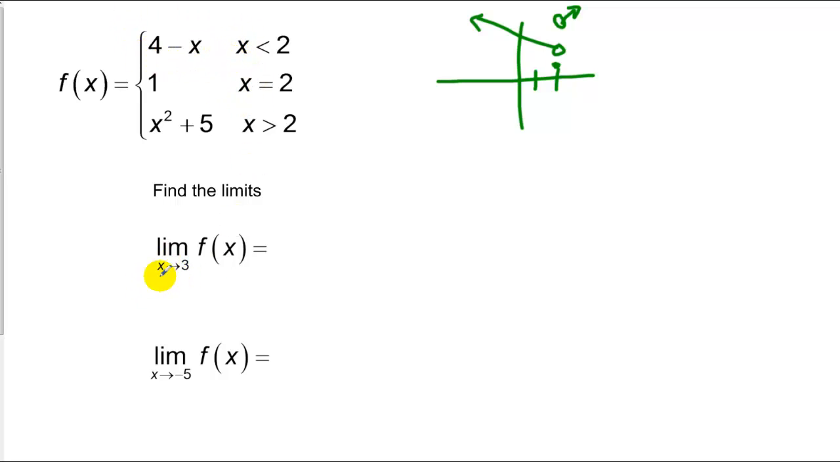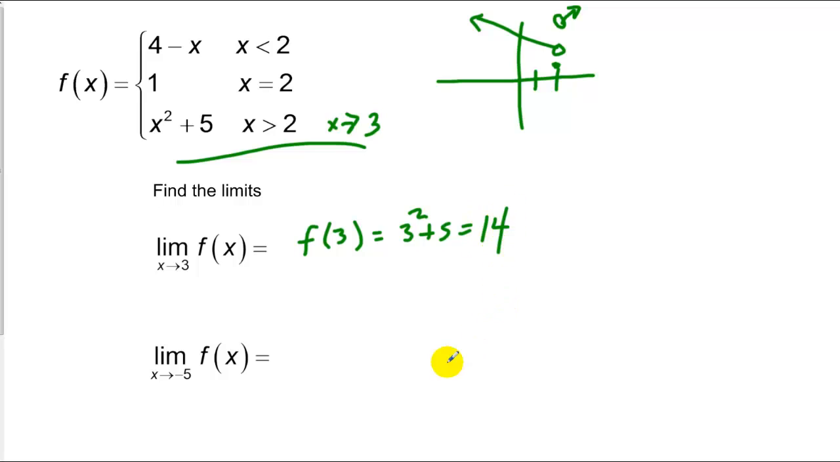And I'm trying to find the limit as x approaches 3. Well, x approaching 3 is in this interval. So really, all I have to do is find the value of the graph at 3 in this region, and I'll find the limit, since it's continuous from 2 over. So if I find f of 3, that's just equal to 3 squared plus 5, or 14.